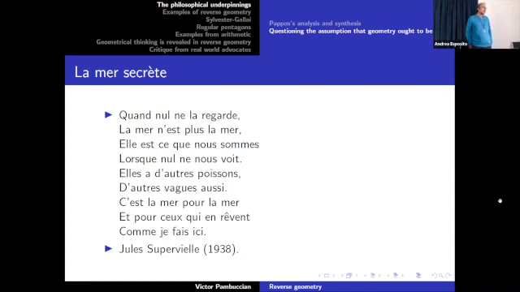Jules Supervielle in 1938. So we see here that the sea, when nobody looks at it, is a different kind of an object. It has different fish. It has different waves. So it's a poetic version of the Husserlian thought that in the world of experience, the space is not the geometric space. So when nobody looks at this, then it's a different story.